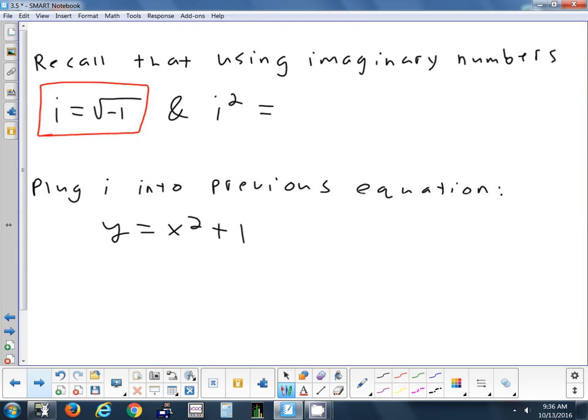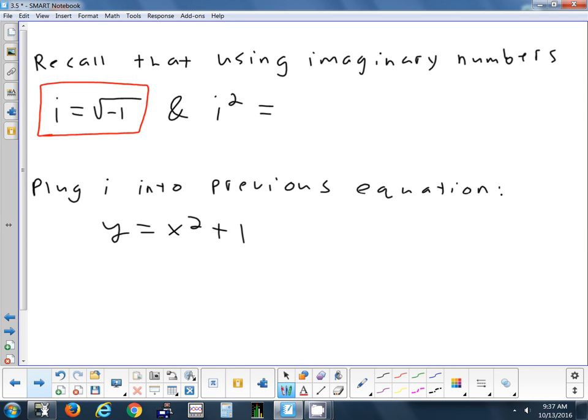So this is a definition in this red box. If we want to take the square root of negative 1, we basically have to invent something that's the square root of negative 1, and we call it i. You can't prove why that's true. It just is. It is what it is.